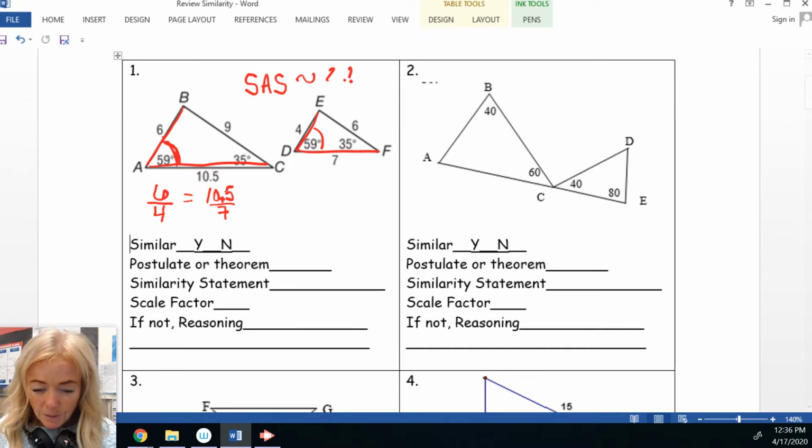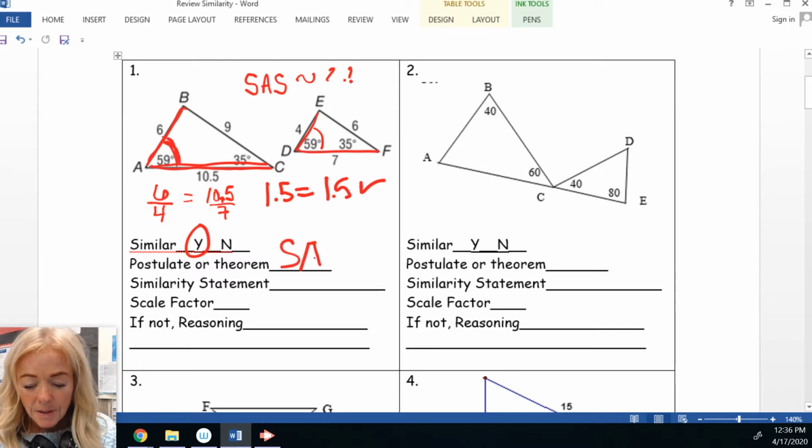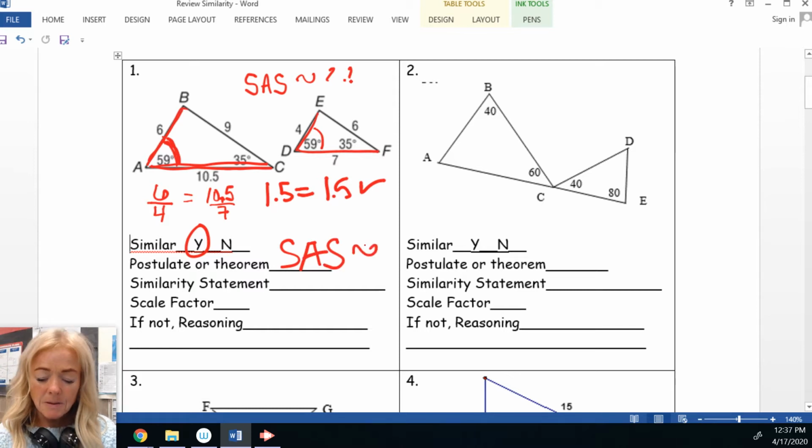Is 6 divided by 4, it's 1.5. Is that equal to 10.5 divided by 7? And I again got 1.5. So yes, they are similar, and that's by our side angle side similarity. And remember that we write that little tilde afterwards.